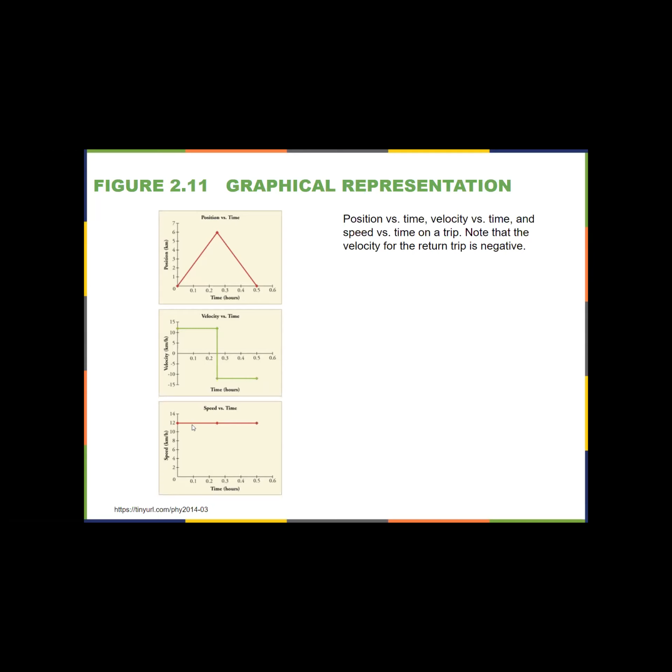But for the speed, it's just the magnitude of the velocity. So it's 12 here and then 12 here. You are taking the absolute value of the velocity. Again, keep in mind, this is similar to distance and displacement. Distance is the absolute value of displacement, and speed is the absolute value of velocity. If you take the absolute value, it's always going to be positive.